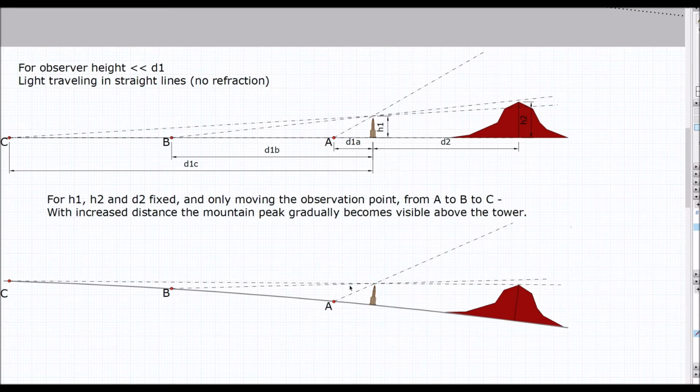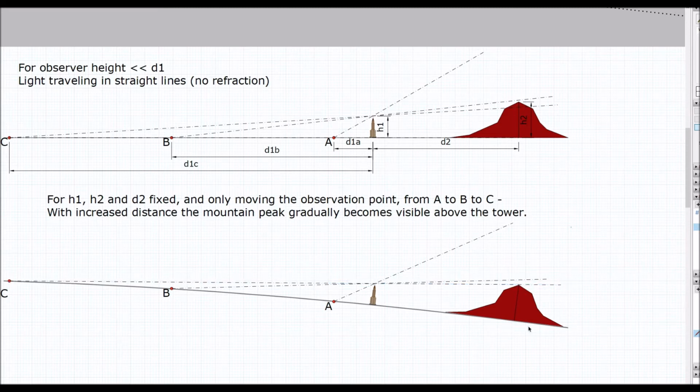He's looking at line of sight through the top of the tower, well above the mountain. He moves further back. Now he's at point B, line of sight still above but getting closer. He moves further back and he's at C. Line of sight is now with the mountain and the top of the tower lining up. If you were to continue a little bit further, the mountain would begin to appear above the top of the tower.